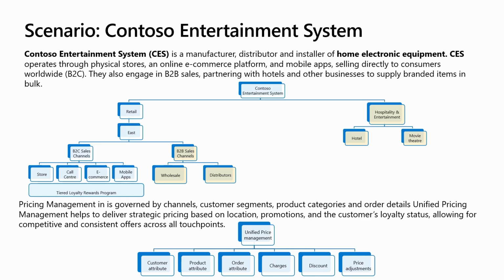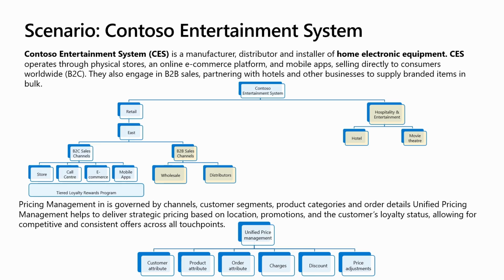Contoso distribution channels are structured as below. Retail is divided into B2B and B2C. B2C, they sell directly to consumers through physical stores, an e-commerce site, mobile apps, and even a call center. B2B, they work with wholesale partners, resellers, and a sales team to handle larger business orders. In addition to retail, they also tie up with hospitality and entertainment. As part of this tie-up, they directly do the installation in the hotels and movie theaters.